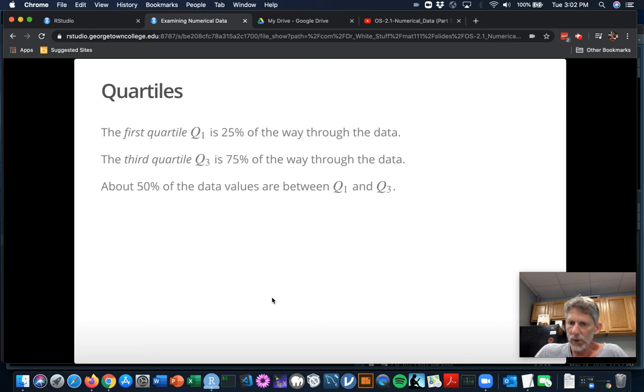Similar to medians are quartiles. The first quartile of data is going to be the number that's closest to 25% of the way through the data, instead of 50% like the median. And the third quartile is 75% of the way through the data. So if you think about it, between the first and the third quartiles, 25%, 75%, that's a 50% difference, is half. About 50% of the data values are between the first and the third quartile.